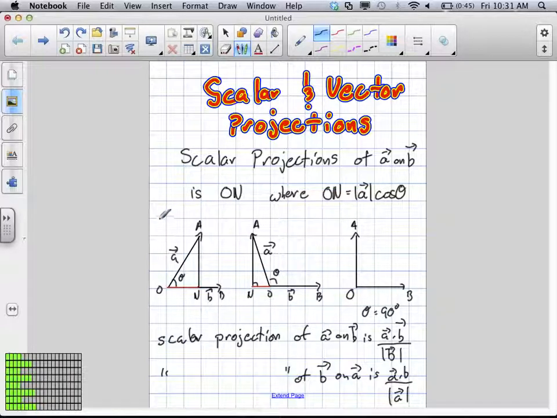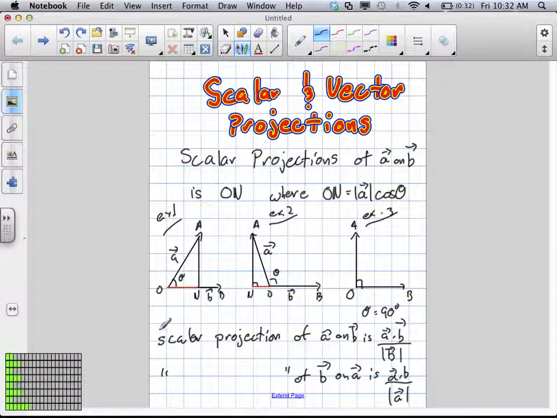So the first example is when we have an angle that is less than 90 degrees. Example 2 is when we have an angle that is greater than 90 degrees. And example 3 is when we have a 90-degree angle. Essentially, there is no ON because cos 90 is going to be what? 0. And 0 times the magnitude of anything is still going to be the number 0. Okay. So this just gives you a general idea of what we're looking for when doing this.